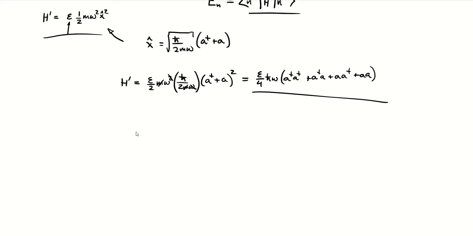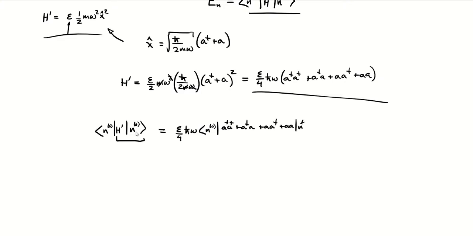So if we want to calculate those matrix elements, n, H prime, n, we can take that perturbation Hamiltonian and act it on the nth state. So we can take those constants out, and we're just going to operate a dagger a dagger plus a dagger a plus a a dagger plus a a on that nth state.